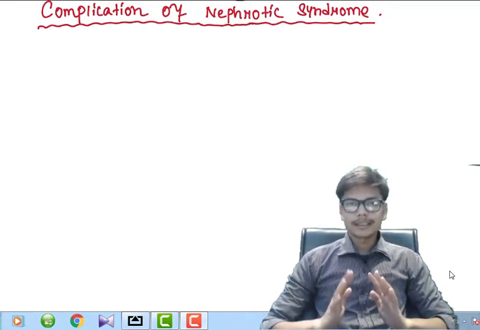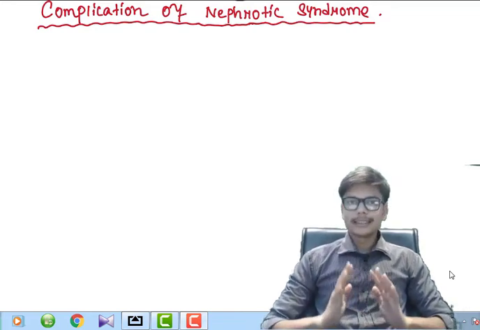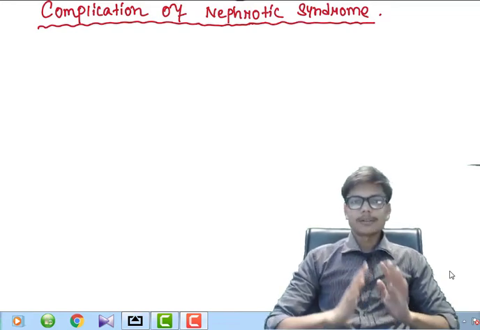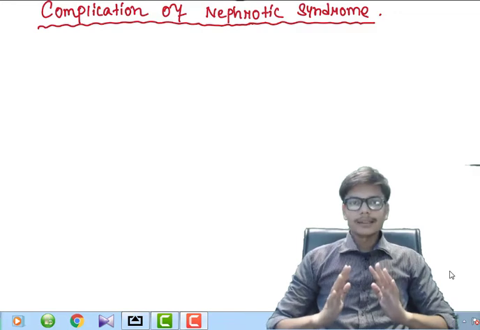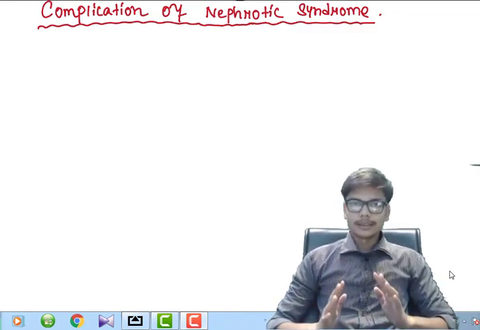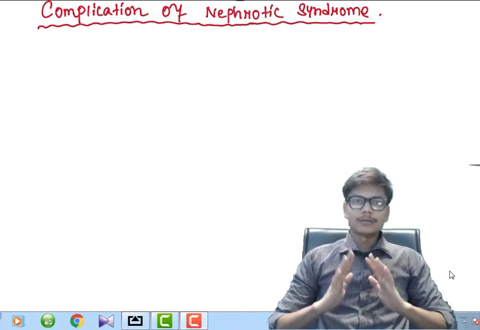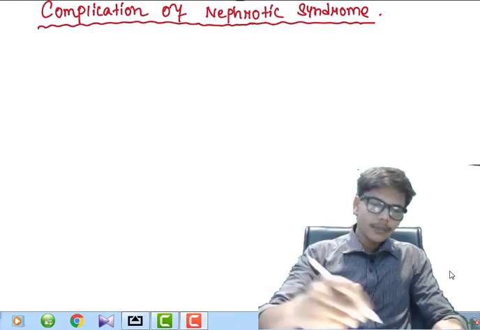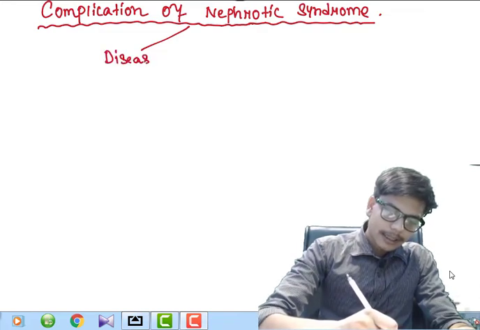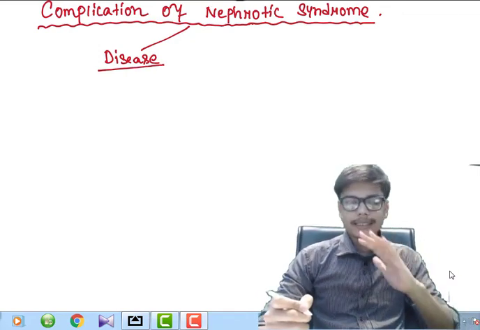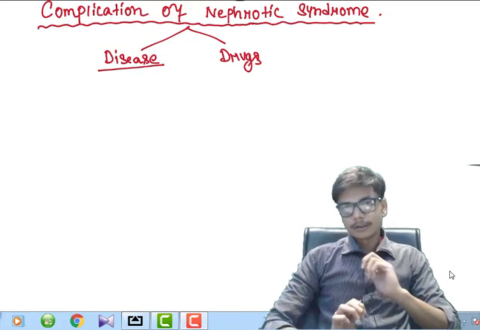But before understanding the complications of nephrotic syndrome, you have to understand that complications can be either due to the disease itself, which means the nephrotic syndrome producing complications, or due to the drugs which are used to treat nephrotic syndrome. The main mainstay of treatment of nephrotic syndrome is steroids, and it is the toxicity of the steroid which can lead to complications in a patient of nephrotic syndrome. So, the complications of nephrotic syndrome can be either due to the disease itself, or due to the drugs used in treatment of nephrotic syndrome, that is the steroids.